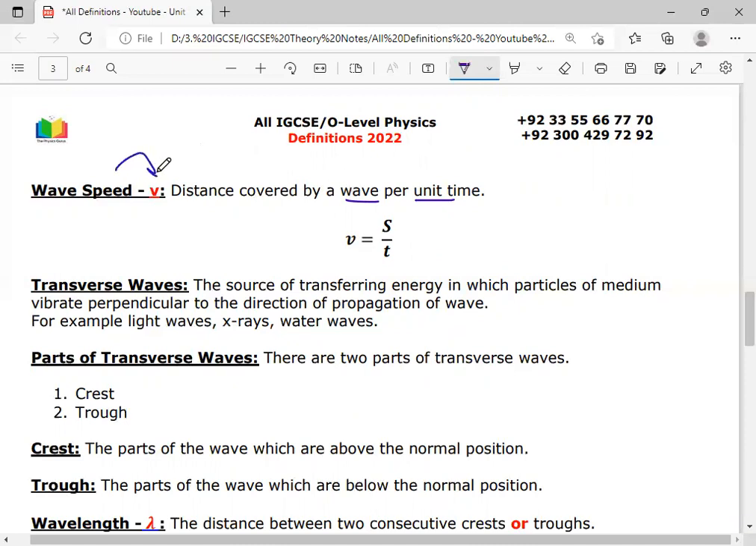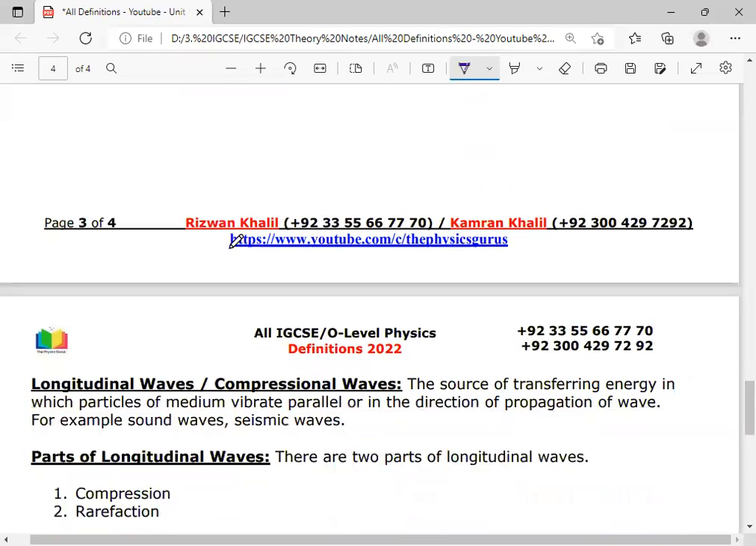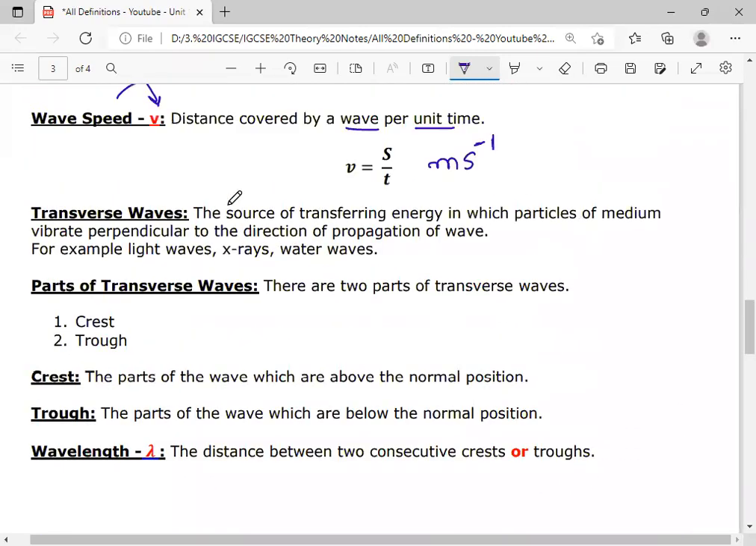And speed is denoted by small v, and its formula is v equals s over t. So distance over time, and its unit will be meter per second. Then here come the major types of the wave, that is transverse waves and longitudinal waves. So what is meant by transverse waves?